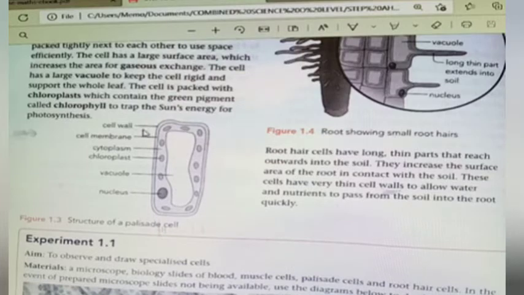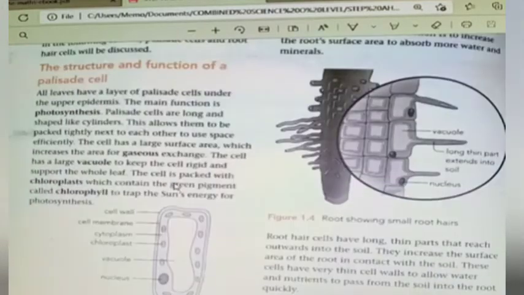We have got a cell wall, the cell membrane, the cytoplasm, the chloroplast, and we have a lot of chloroplasts. As you can see, we have a lot of chloroplasts all around there, and the bigger one, of course, is the nucleus, and the space in here is the vacuole. Okay, so what's the function of the palisade cells? Their main function is for photosynthesis.